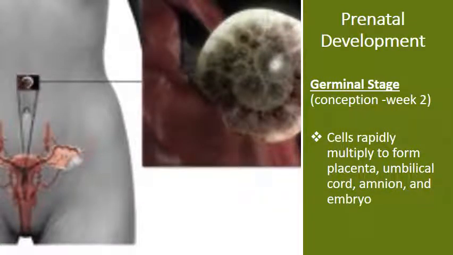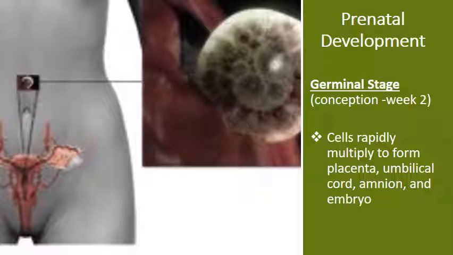Prenatal development, or gestation, refers to the process that transforms a zygote into a newborn. This entire process lasts approximately 9 months. The first stage of prenatal development is called the germinal stage, and this begins at the point of conception and lasts for about 2 weeks into the pregnancy.